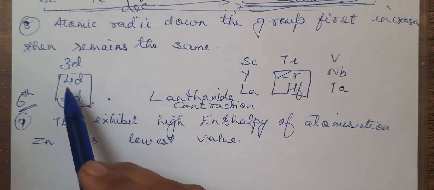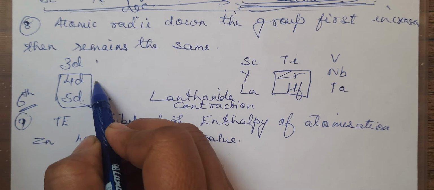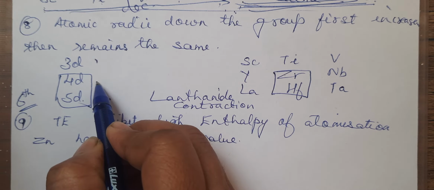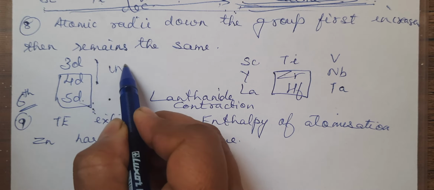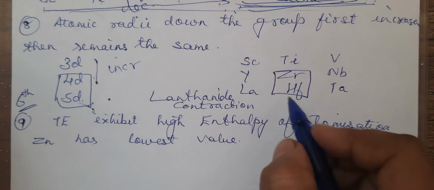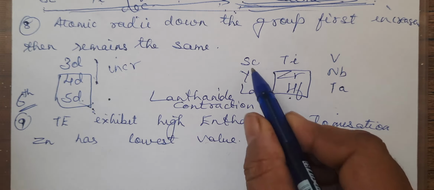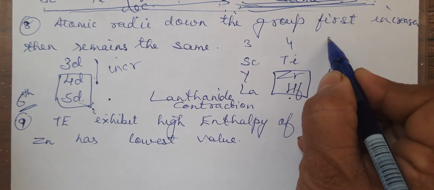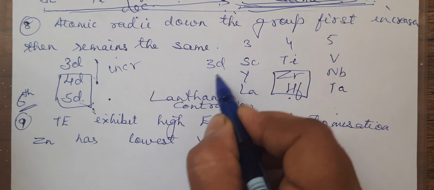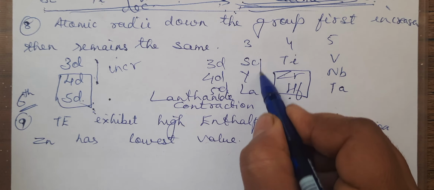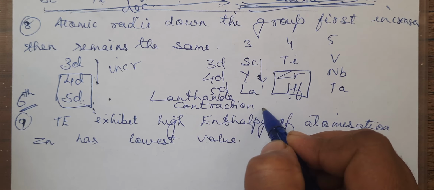Down the group, atomic radii first increases, then remains the same. That means when we move from 3D to 4D, size is increasing. After that, 4D and 5D, they have nearly the same size. So I have written one part of this D block element. This is third group, fourth group, and fifth group. This is 3D series, this is 4D series, and this one is 5D series. So from 3D to 4D, size increases, then remains the same.